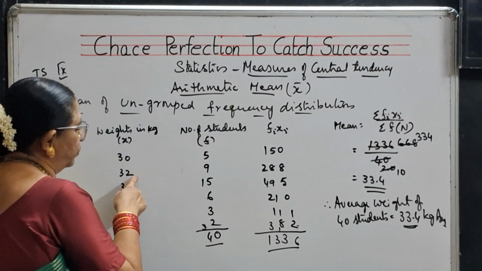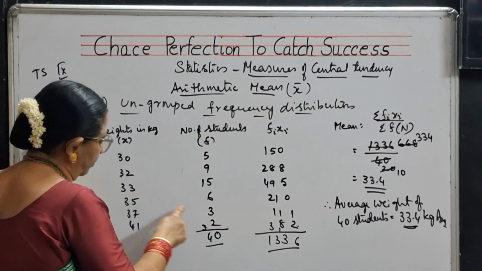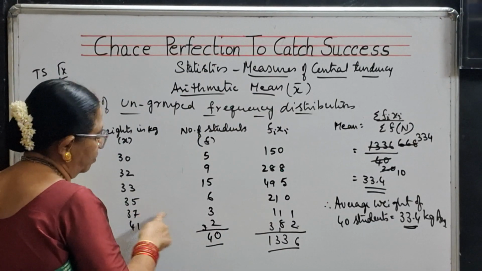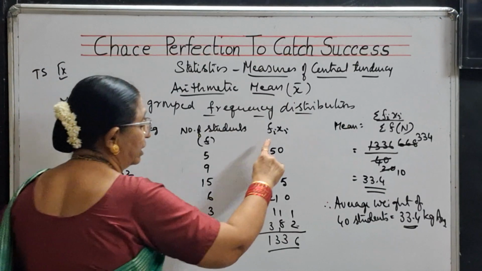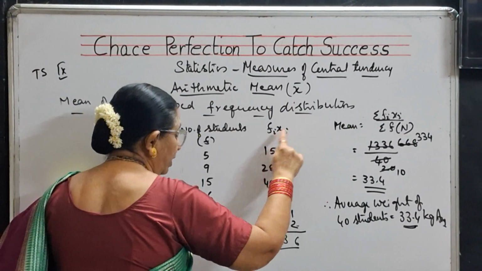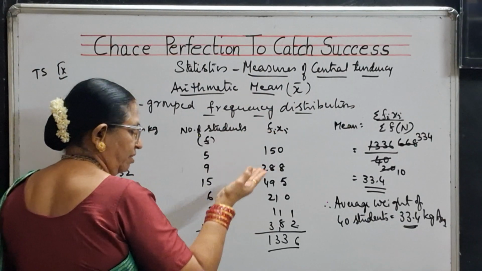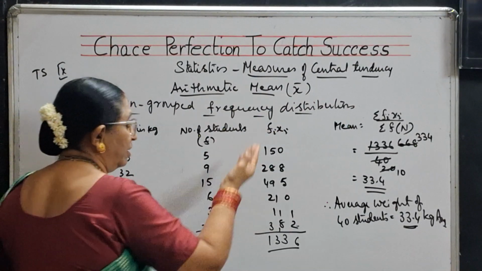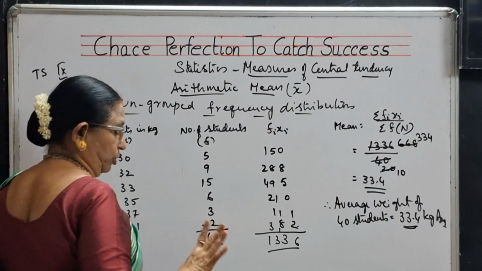9 is for 32 only. 15 is for 33 only. 6 is for 35 only. 3 is for 37 only. 2 is for 41 only. That will be indicated by xi and fi. Even in grouped data, fi is the frequency of the concerned class, and xi is called the mid value. We are going to discuss it afterwards.